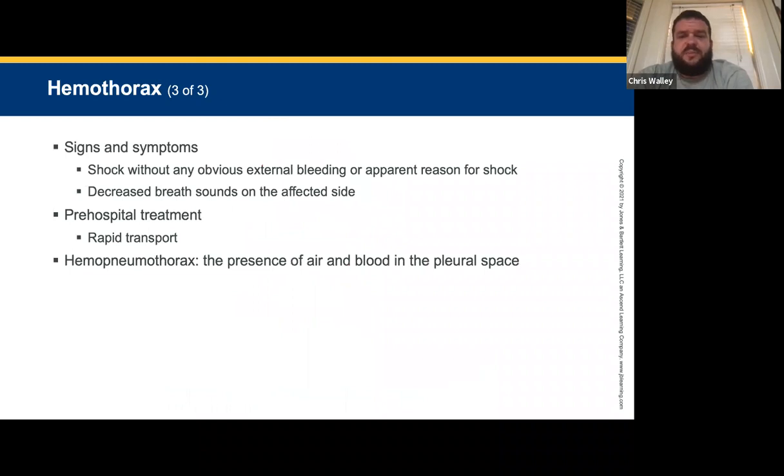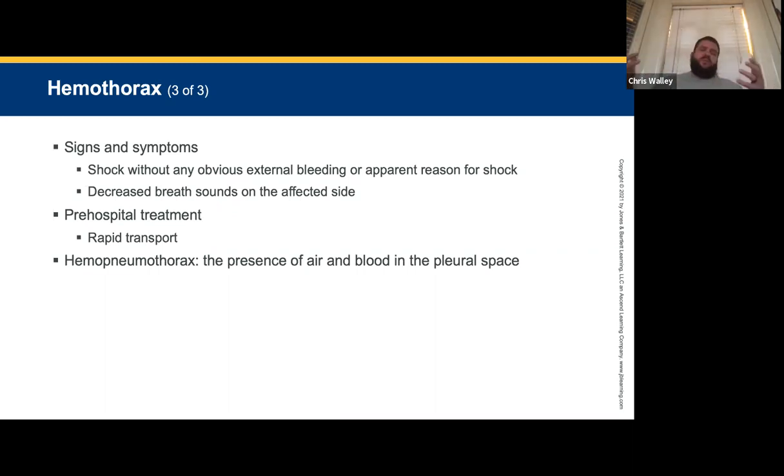Suspect the hemothorax if the patient has signs and symptoms of shock without any obvious external bleeding, because it's going somewhere. You notice the difference between the blood pressures and the vital signs from your first, second, third time, and you're like, they've got to be losing blood somewhere, somehow. So start paying attention to your respiratory rate, and maybe that'll tell you they're not breathing really well on the right side. That may tell you that they have a hemo or pneumo on that side.